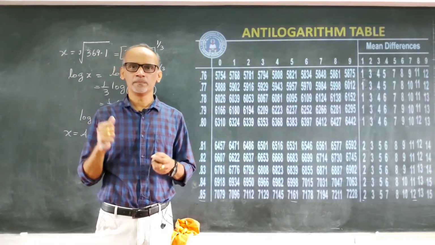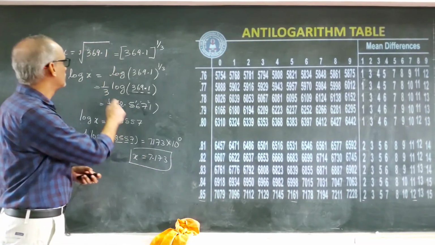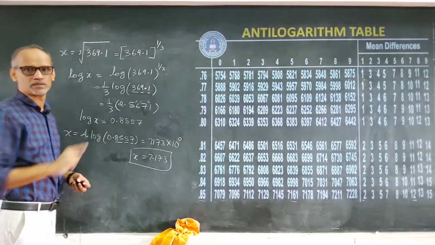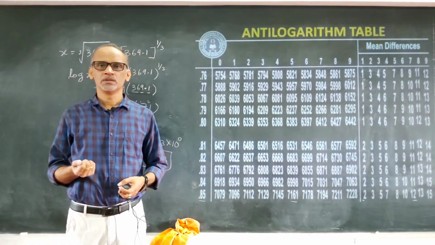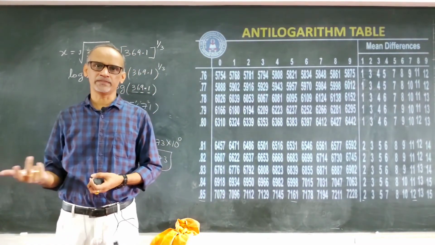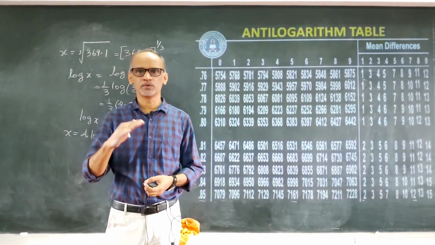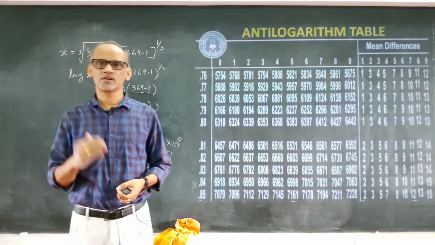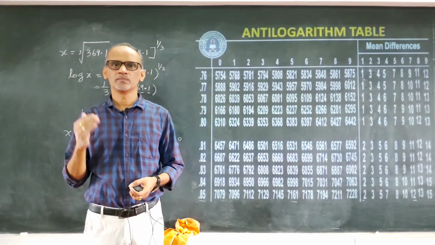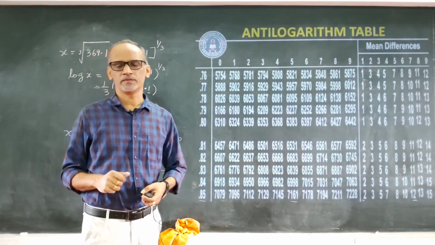So therefore, the main use of the log table is to find the cube root of a given number, because using the simple calculator you cannot find the cube root. You can find that using the scientific calculator, but at the PU board level, in PUC, scientific calculators are not allowed for the board exams. So therefore, this is the main application of it.